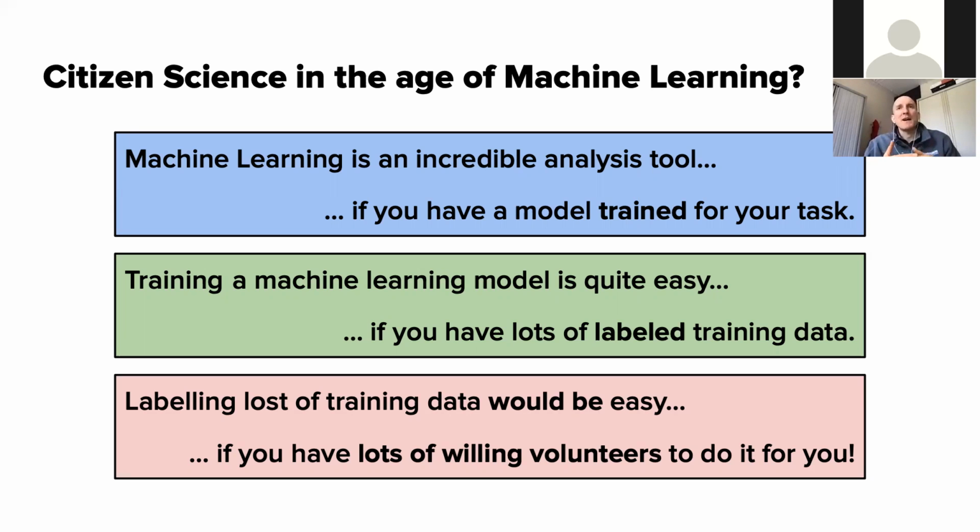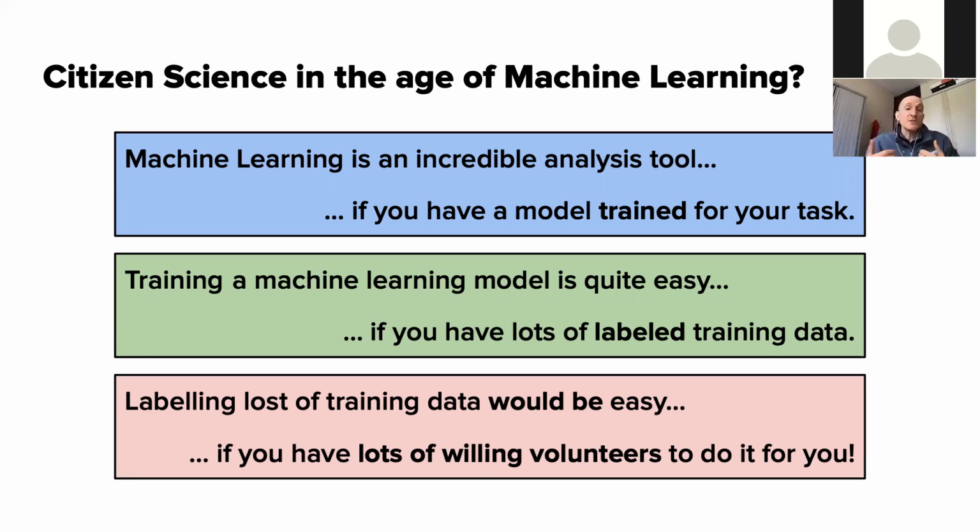Well, the truth is that machine learning is an incredibly powerful analysis tool, but it's only a powerful analysis tool if you have a model that's been trained to do the task that you're trying to do. A machine learning algorithm, we call that a model. And it may well be the case, if you're doing a novel piece of scientific research, that a model that does exactly what you want to do doesn't exist.